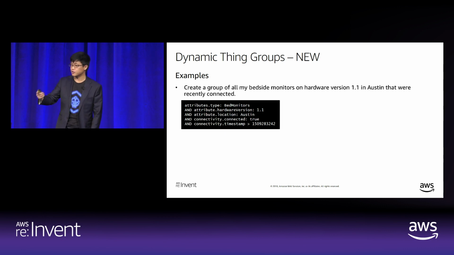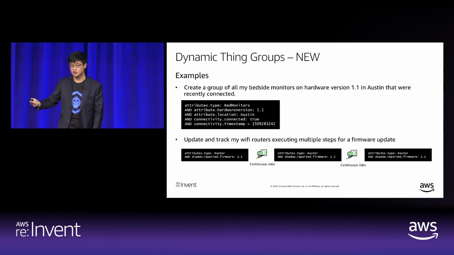And one of the powerful things of this automation of organization is a combination of it with jobs. Let's say, for example, I want to update and track my Wi-Fi routers, executing multiple steps for a firmware update. I can now connect my dynamic thing groups, which are tracking the different states of my firmware versions, with different continuous jobs. A continuous job is, for example, a firmware update that you send out to your devices that is a long-lived update. Anytime a device is added to that group for that job, it'll automatically receive this firmware update.